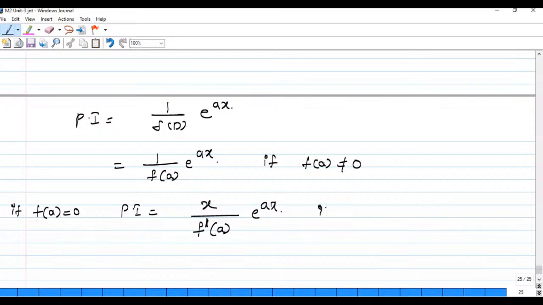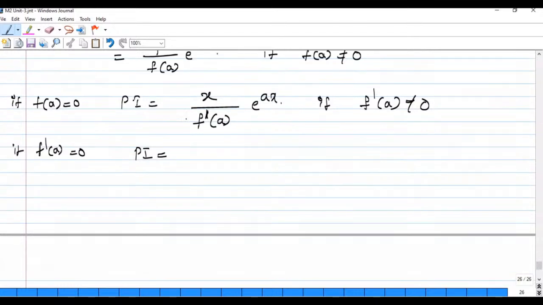This is possible only if f dash of a is not equal to 0. Suppose f dash of a is equal to 0, then the particular integral is: write one more x in the numerator, x square, by differentiating the denominator with respect to D again and then putting D equal to a. This is if f double dash of a is not equal to 0, and so on.